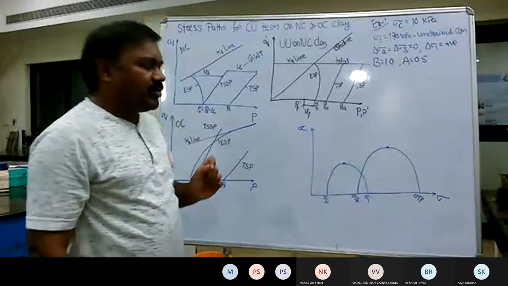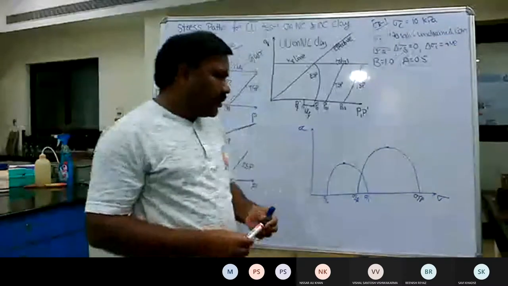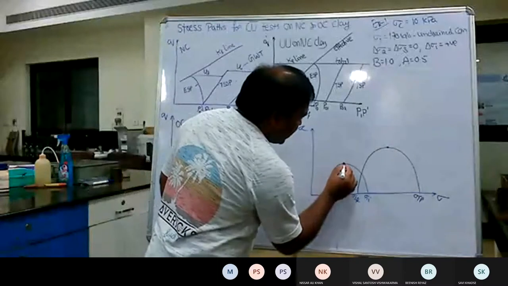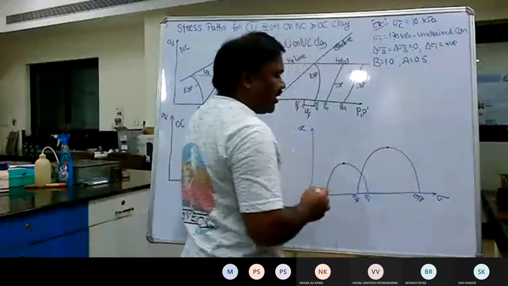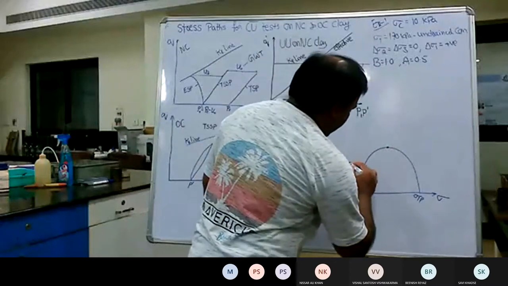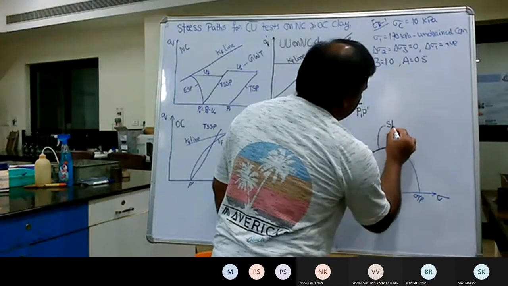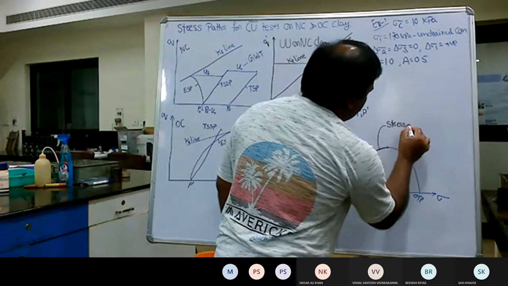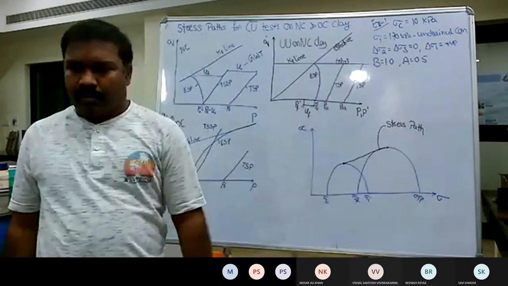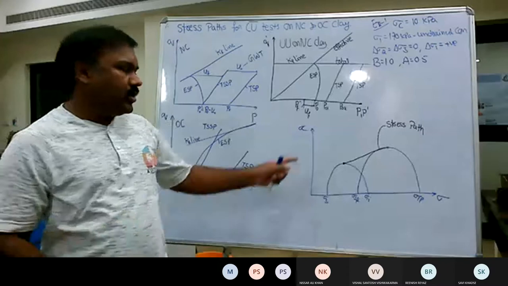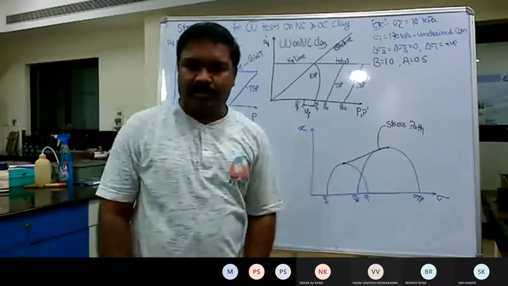Now, from the basic definition of the stress path, it is a line which joins the locus of all the Mohr circles. So here this is the locus of the initial condition and this is the locus of the final condition. Now if I join these two points, that can be defined as your stress path. It is a line which joins the points of the locus of all the Mohr circles, and that is called a stress path.